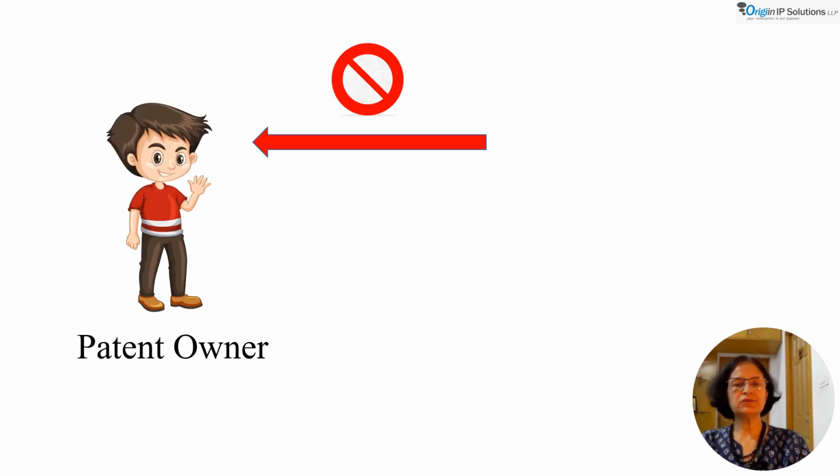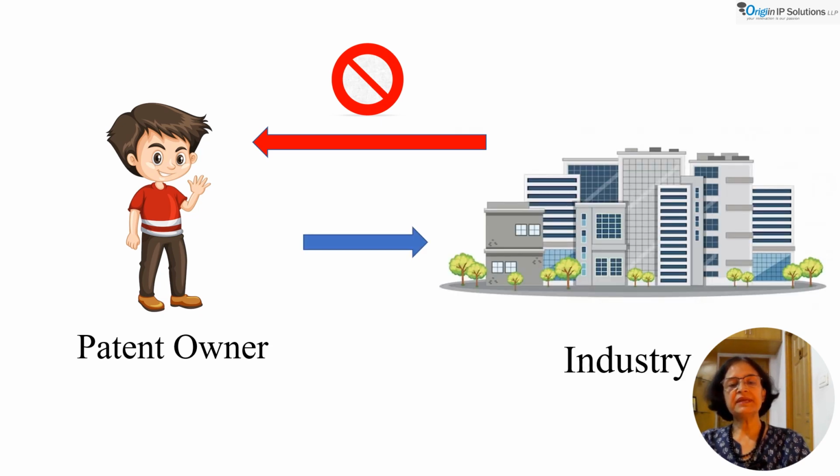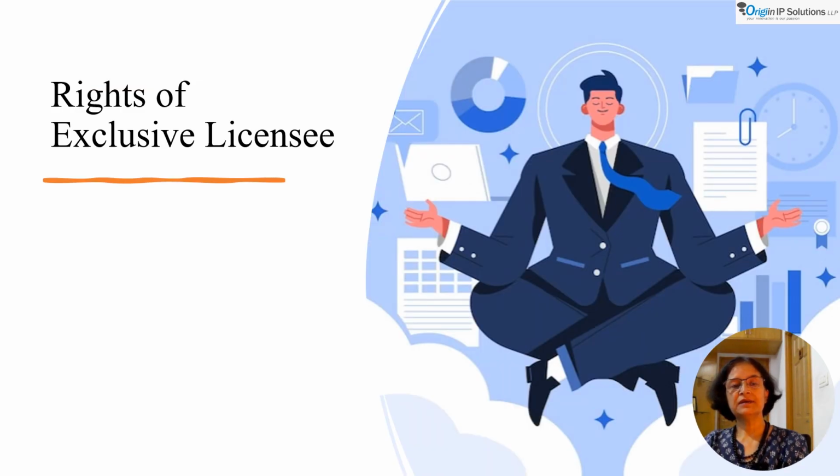It's very interesting to know that if the agreement is exclusive in nature, then the company can even prevent patent owner from using his own invention. So that's why the exclusive agreement is usually very strict in nature, and the company to whom exclusive agreement is granted becomes almost owner of that particular patent, and they have all the rights to prevent patent owner himself from using his own invention.